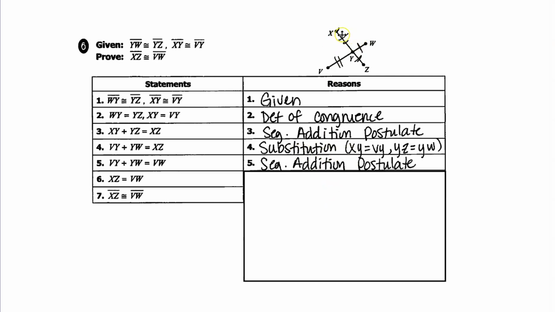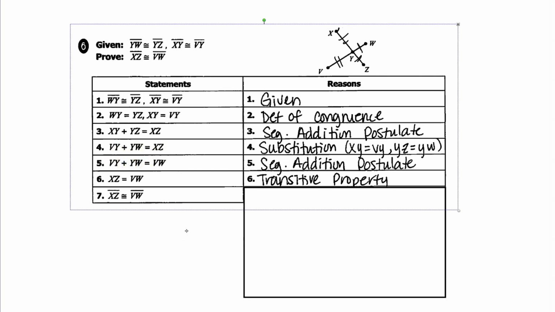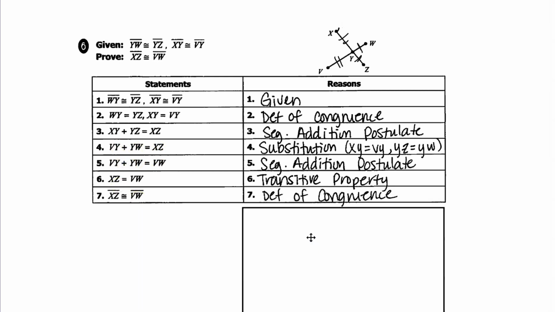And then you have XZ equals VW, right? What we're doing is the transitive property. Basically, we're taking these and we're eliminating this over here. And then finally, all we've done is change that symbol so it's congruence.